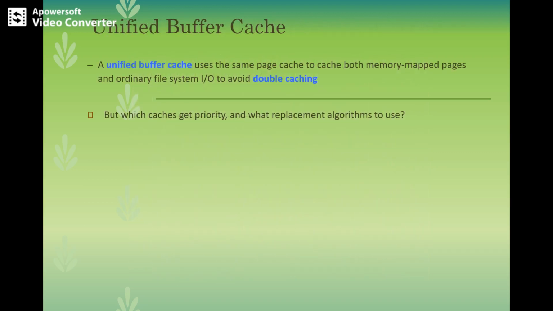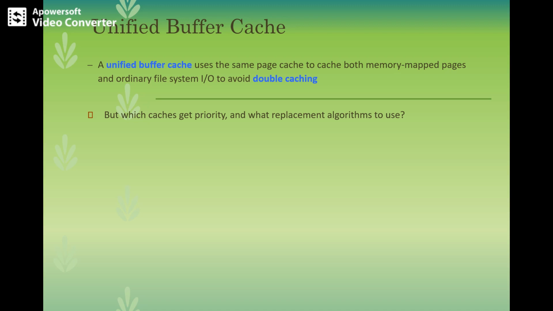Now let's talk about the unified buffer cache. If we use a unified buffer cache, the problem of double caching is avoided. In the previous slide, you have seen that without a unified buffer cache there is the problem of double caching, and it wastes CPU and IO cycles by doing extra data movement within the system memory. There is also inconsistency in the two cache copies, which results in corrupt files. So the unified buffer cache solution uses the same page cache to cache both the memory mapped pages and the ordinary file system input output, thus avoiding double caching.